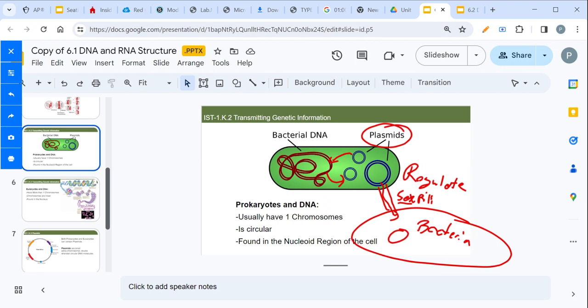We're going to be talking about transformation later on in this unit, but this is something unique to plasmids. And when we do our bacterial transformation experiment, this is actually what we're going to be playing with. So don't sleep on this. You definitely want to make sure you are aware of your plasmids.